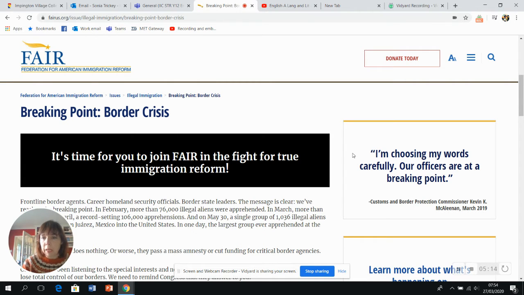And we have this quotation here from this Customs and Border Protection Commissioner. What does a quotation do? Well, it's authoritative. It has a feeling of somebody who's genuinely on the ground, somebody who's seeing it every day. They're voicing an opinion, so it makes the text seem more reliable, more honest.